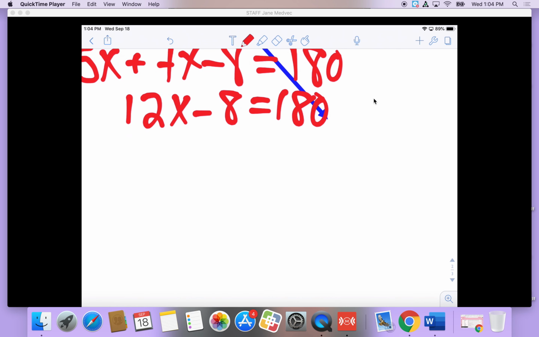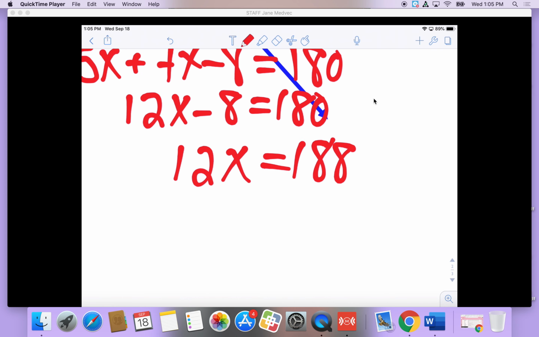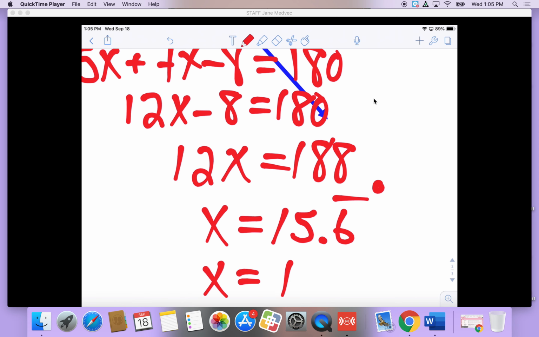I'm going to add 8. So I get 188. Then I divide. X gives me 15.6. And is it repeating? So I'm going to put a bar over the top. And that would be degrees. Or I could go x equals 15 2/3. I could also do that if I wanted to.